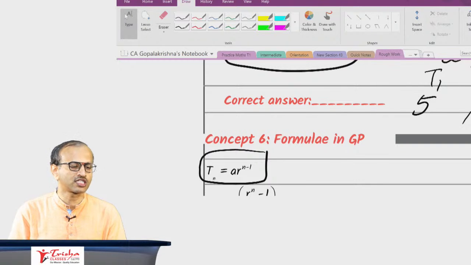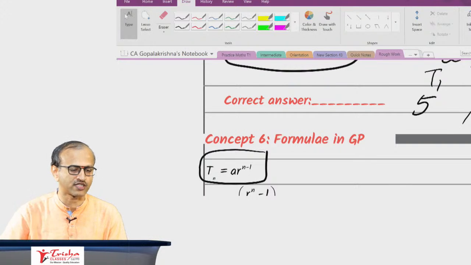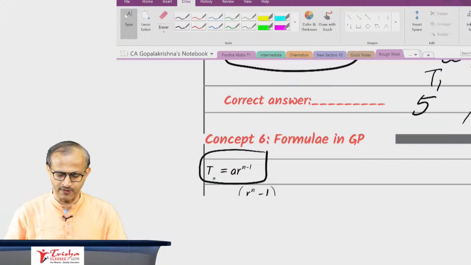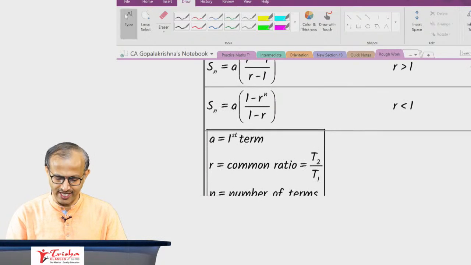Hello, girls and boys, where are you? A r to the power. I know you will struggle to write that, but if you understand, it's fine. I will be able to make it out. Super. Students, the Sn formula is this, which I will take up later.